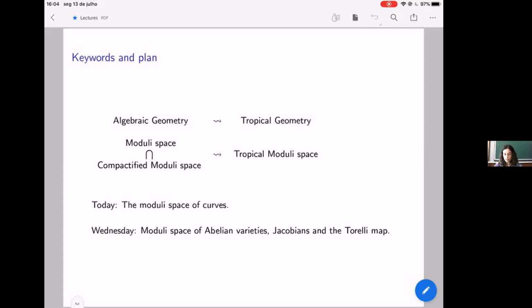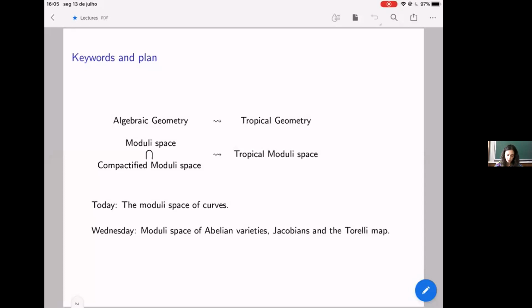So this is the plan. I want to get into tropical geometry in these lectures, from moduli spaces, and in particular by trying to understand how we can use tropical moduli spaces to give parameter spaces to compactifications of moduli spaces.